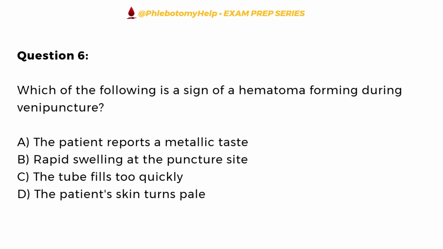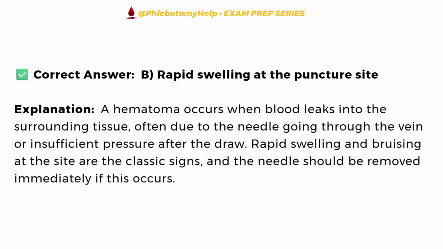Question 6. Which of the following is a sign of a hematoma forming during venipuncture? Is the correct answer A, B, C, or D? The correct answer is B, rapid swelling at the puncture site.